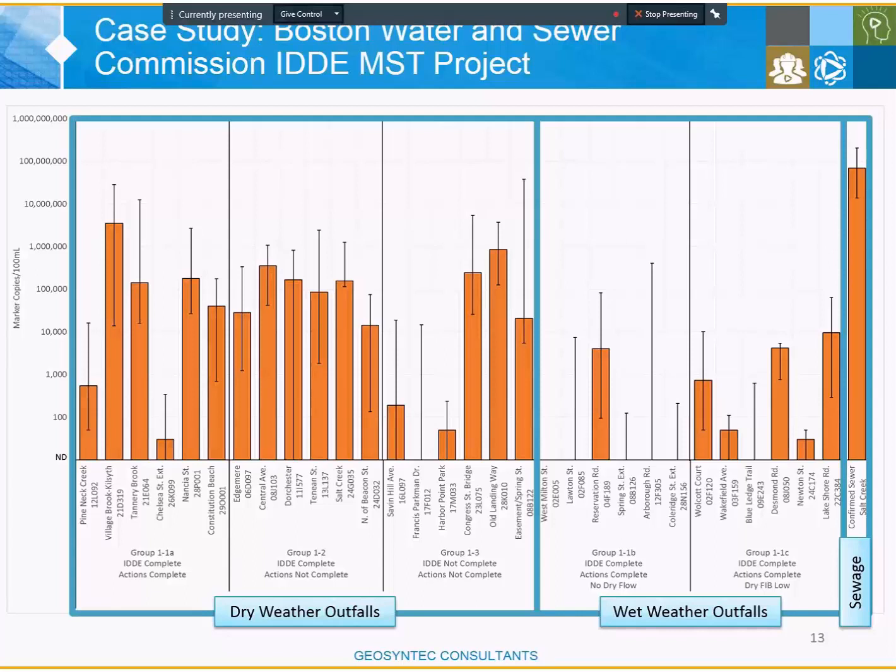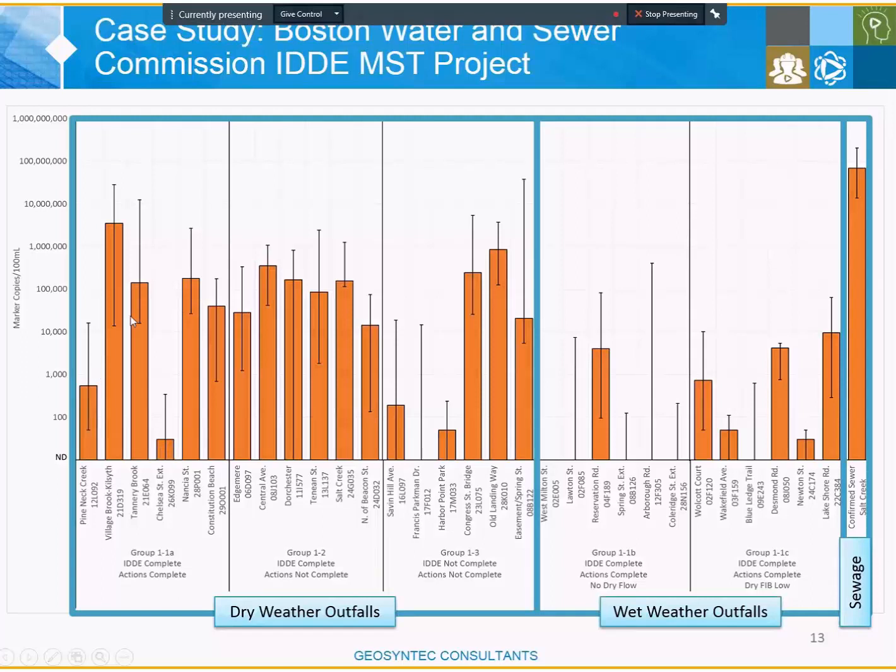So we came in and used MST to essentially evaluate the effectiveness of their IDDE program. And interestingly, we found what we're showing here are log order magnitude copies of the HF183 marker across different subcatchments or MS4 outfalls, and we grouped those outfalls by whether they had IDDE programs complete and the follow-on corrective actions complete.